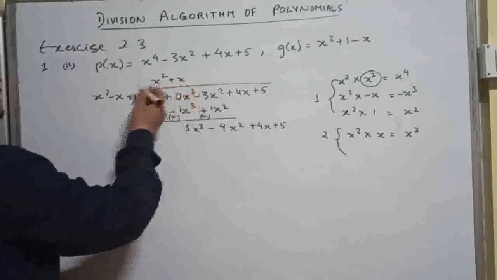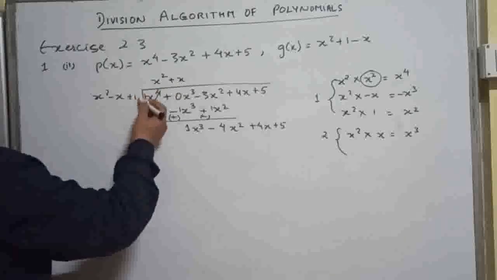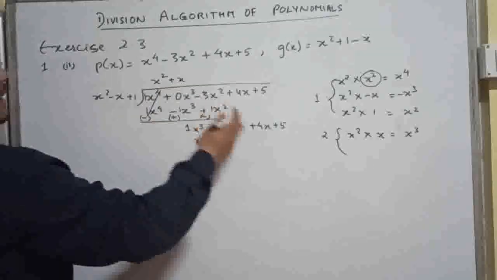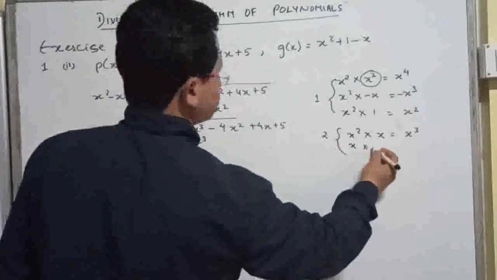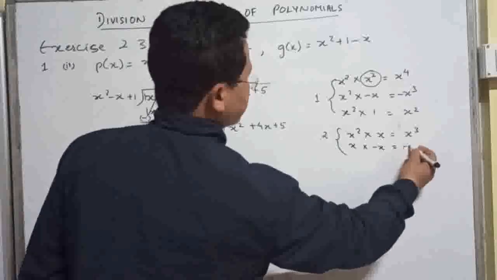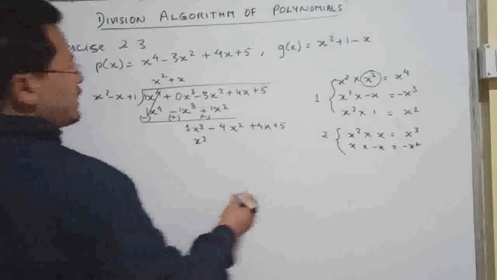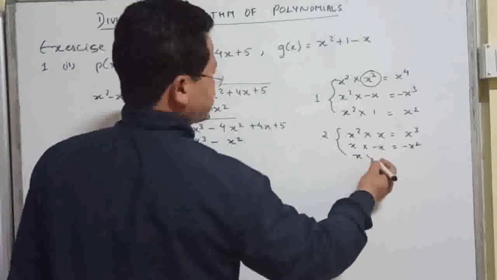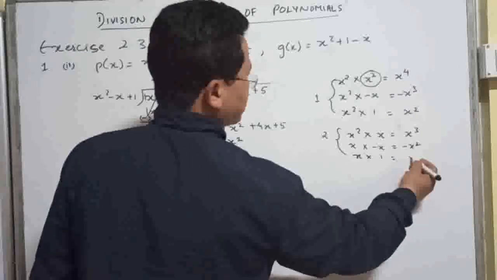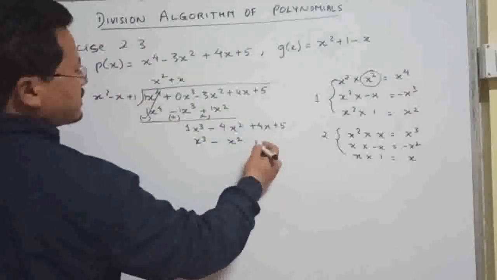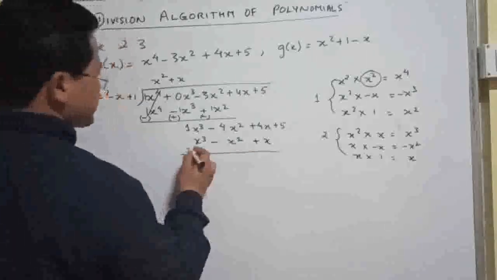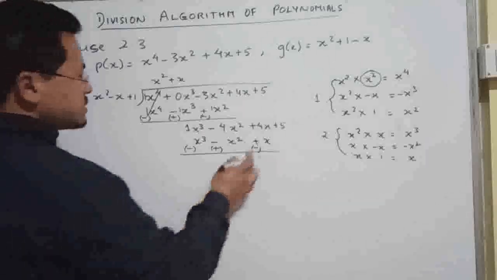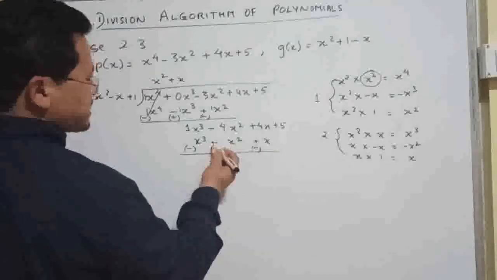So again, this cannot just multiply the first one, it has to multiply the second and the third. So x into x square is x cube, and x into minus x is minus x square, and x into 1 is x. So we have plus x. Again we subtract, the sign changes, so plus becomes minus, minus becomes plus.